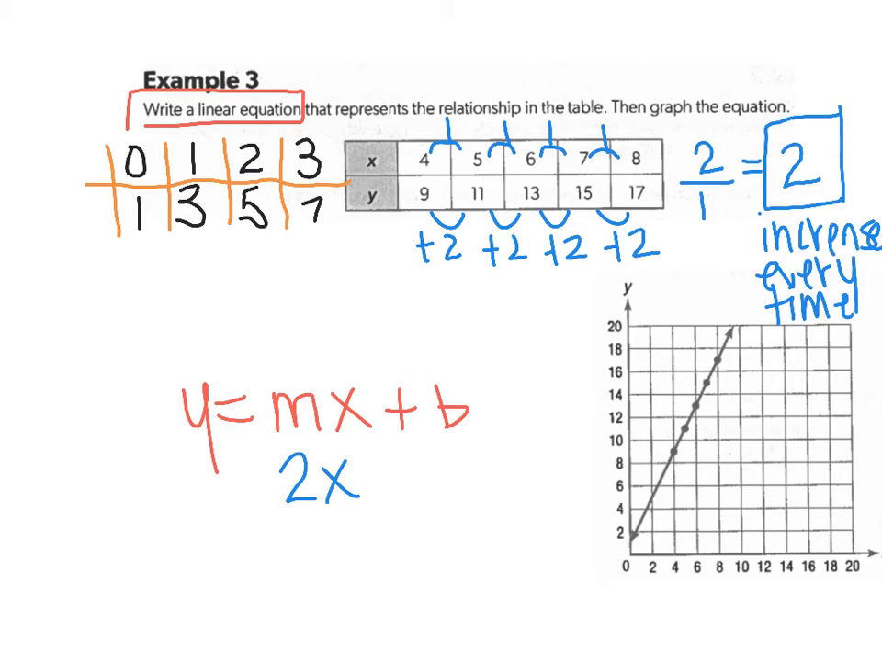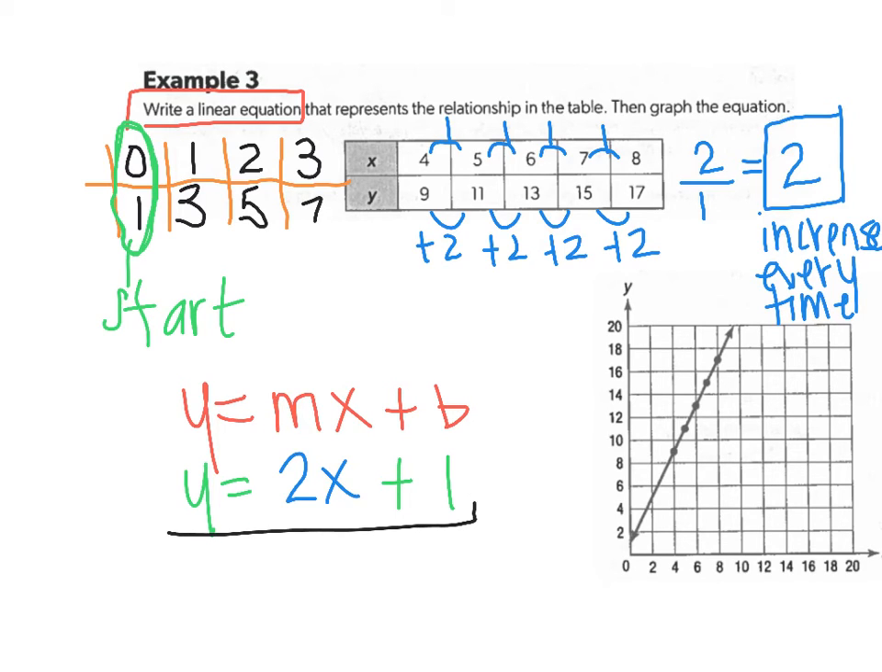Now that I've found out when the x is 0, right here, this is what I'm looking for again. When x is 0, that means I'm starting with 1. So that's the number that goes at the end, plus 1. My equation is going to say y equals 2x plus 1, final answer.